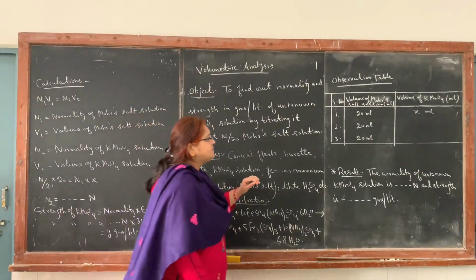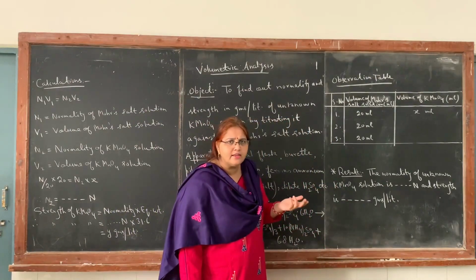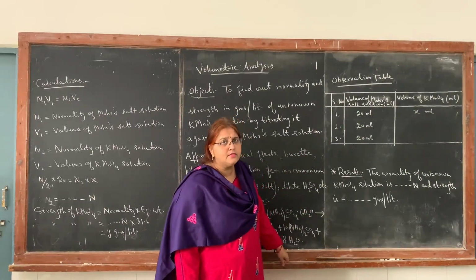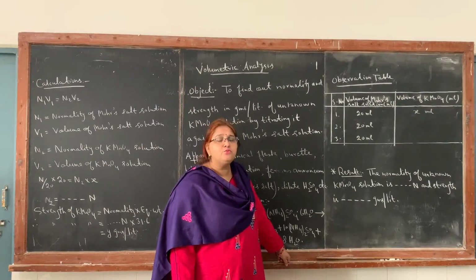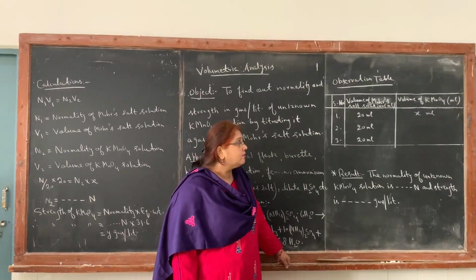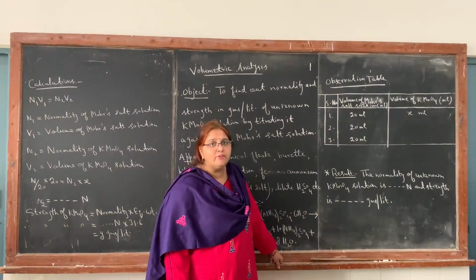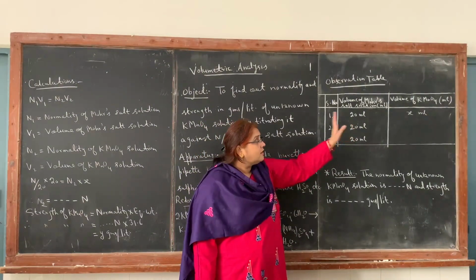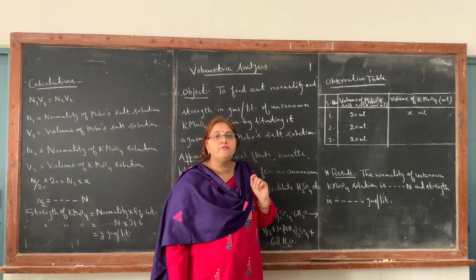Now, coming to the observation table. In the observation table, we have to make 3 columns. The first is just the serial number, as the experiment has to be repeated at least 3 times. The volume of Mohr's salt solution will be fixed, that is, we take 20 ml of Mohr's salt solution every time, while the volume of KMnO4 will be different every time, because the Mohr's salt solution will be titrated by KMnO4 solution. This is the reading which we will obtain from the burette.